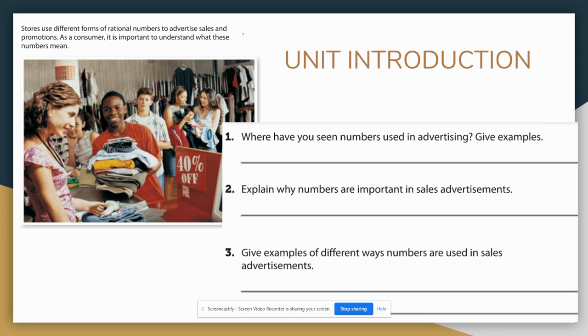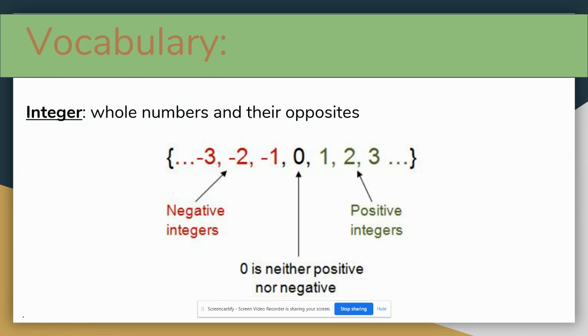Number 3, give examples of different ways numbers are used in sales advertisements. So just like in the picture, you might see 40% off to get your attention. You might see a buy one, get one free in an advertisement, but they want to make sure that the reason they include those numbers should make you want to come in. They're not going to say, hey, I charge more than Walmart, so come buy an item at my store. They just want to make sure to grab your attention and make it so that you want to go shopping there.